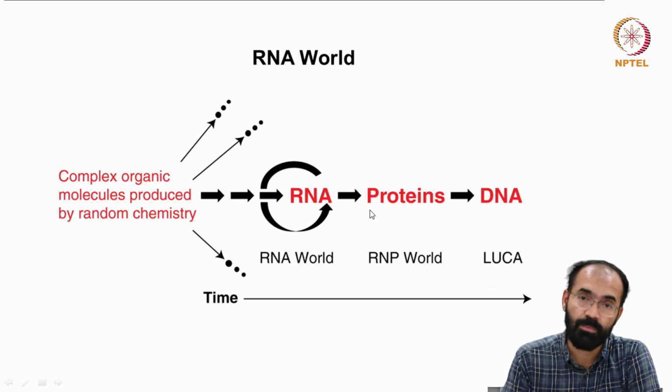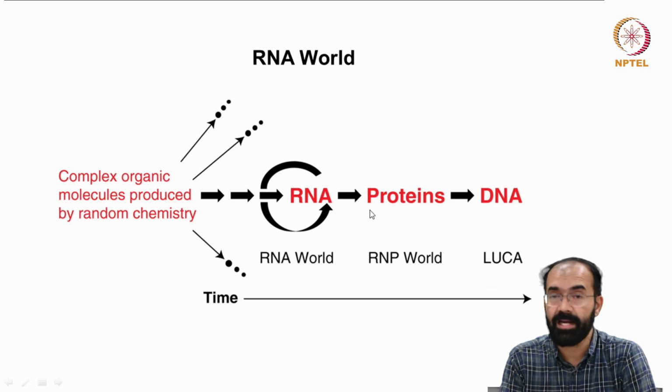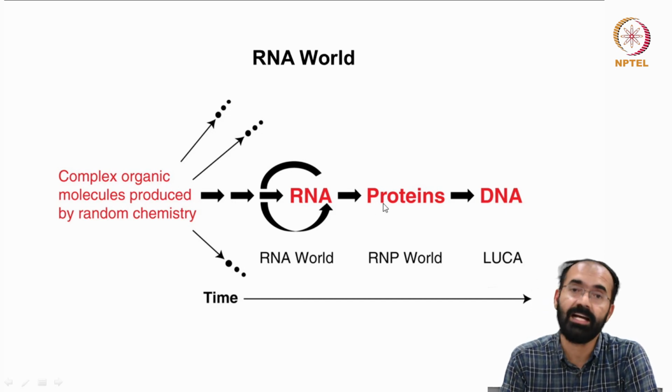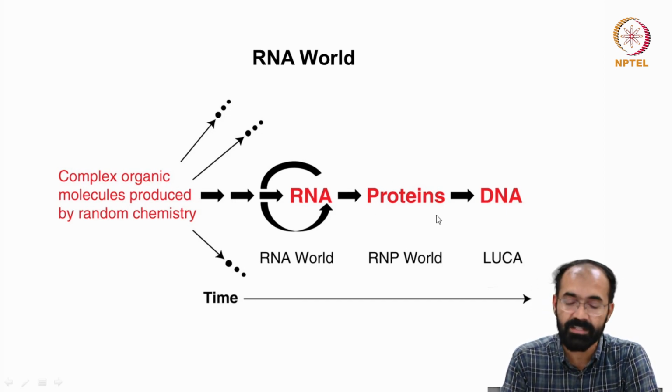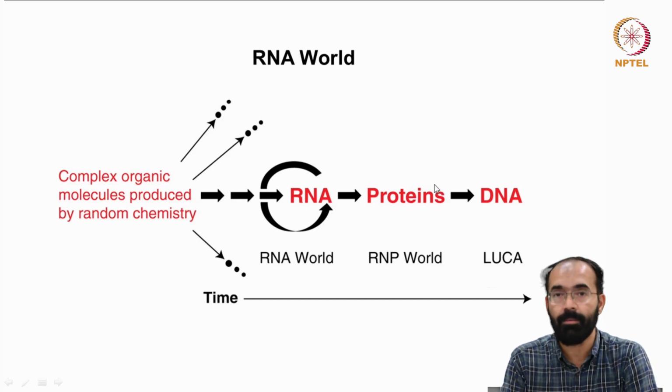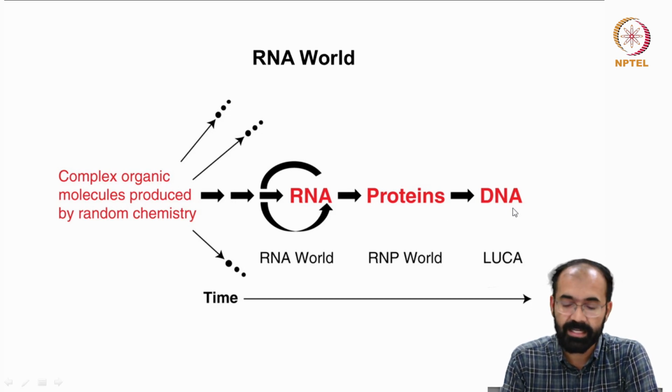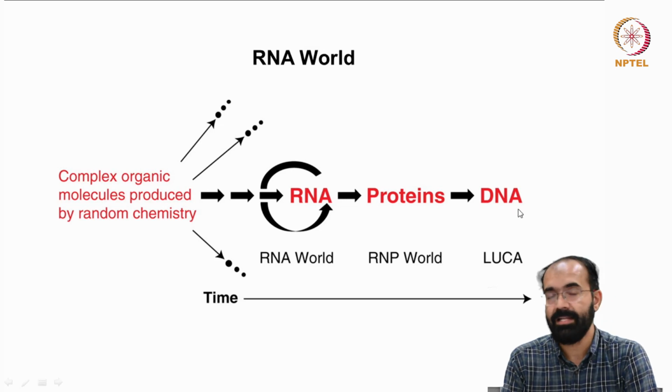RNA later was able to make a copy of itself, and RNA was able to later assist in the assembly of amino acids to give rise to proteins, and this RNA and the protein collaborated together to give rise to DNA, and that's how that lineage existed.